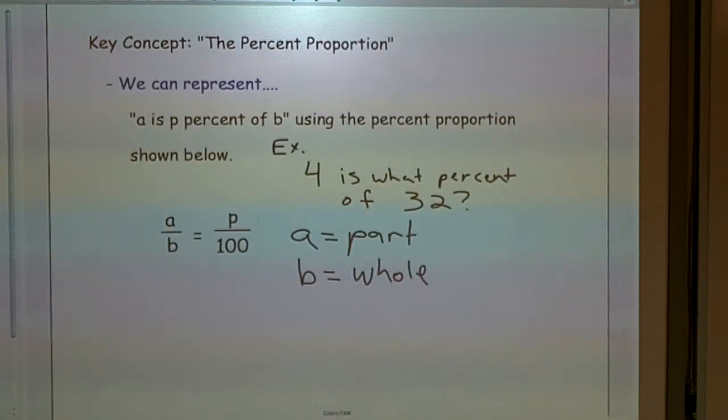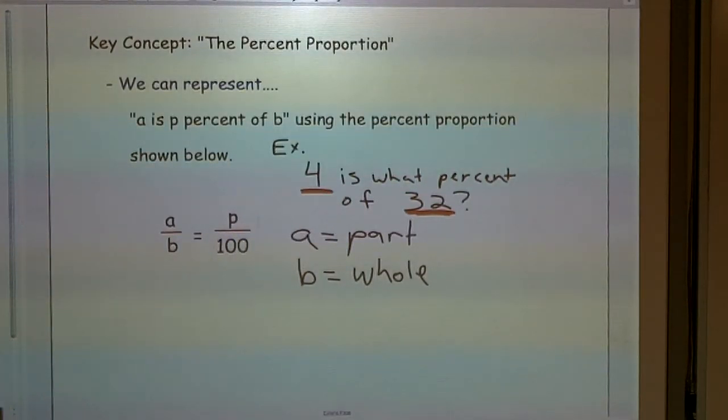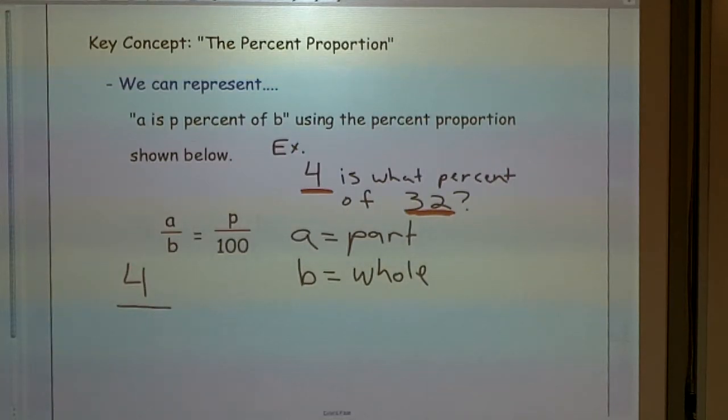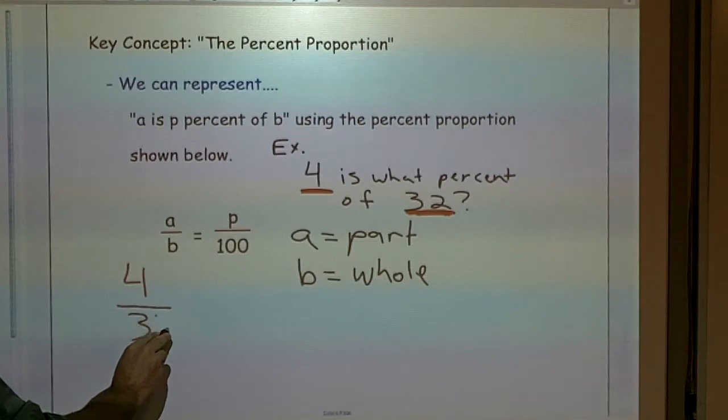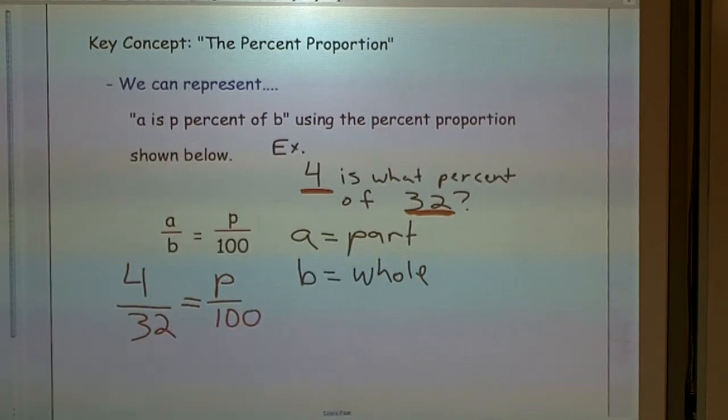Okay, so 4 is what percent of 32? Our whole in this case, or our B, is going to be 32. That's our whole. We're asking 4 is what percent of 32. 4 would be the part. So if 4 is our part, we would set this up: 4 over 32, or our part over our whole, is equal to P over 100. Okay, so again, that's just the setup. We won't exactly solve this one, but we will solve the next one.